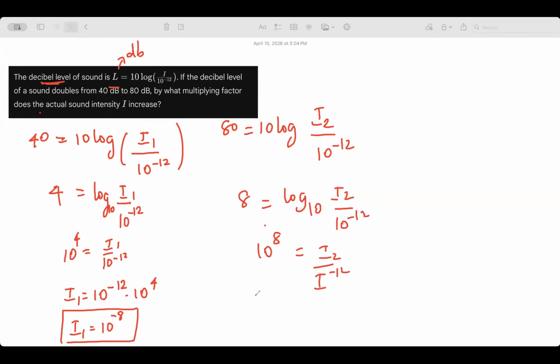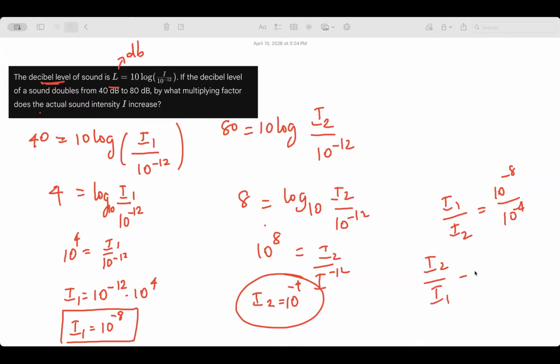So this would be I2 is 10 to the power of, I'm getting it as minus 4. Okay, so when I do I2 by I1, it will be equal to 10 to the power of minus 4 plus 8. I2 will be equal to I1 times 10,000. So we say the increase is 10,000 times. Does that make sense?